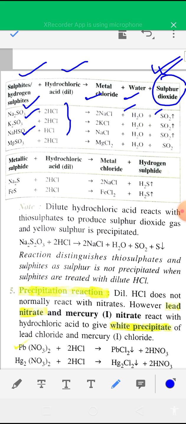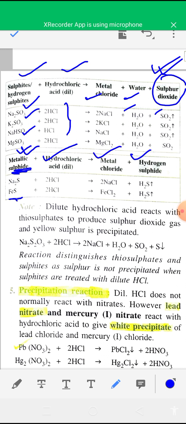Because in MCQ, this question will be there, that which gas is produced when metal sulfite or hydrogen sulfite is treated with hydrochloric acid. Answer is sulfur dioxide gas. Okay, and one more type of question, similar type of chemical reaction, that is when metal sulfide like Na2S, sodium sulfide, FeS, ferrous sulfide, are treated with hydrochloric acid, you will get metal chloride and hydrogen sulfide, H2S.